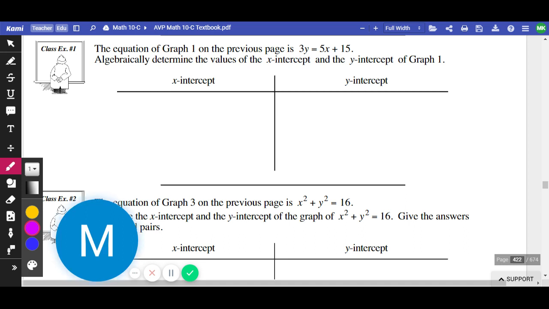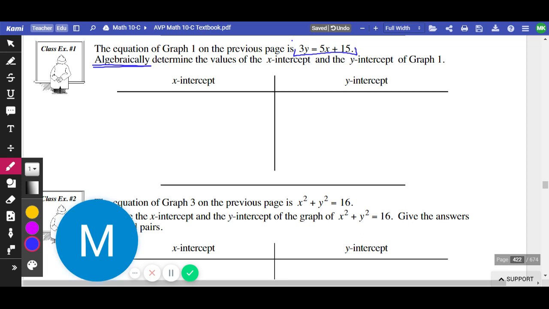All right, so this question says, the equation of graph 1 on the previous page is, and they give you this equation. Algebraically means writing out your work mathematically, right? You're going to move things around, calculate things. Algebraically determine the values of the x-intercept and y-intercept. And they've made a little grid for you so that you can do your x-intercept work right here, your y-intercept work right there.